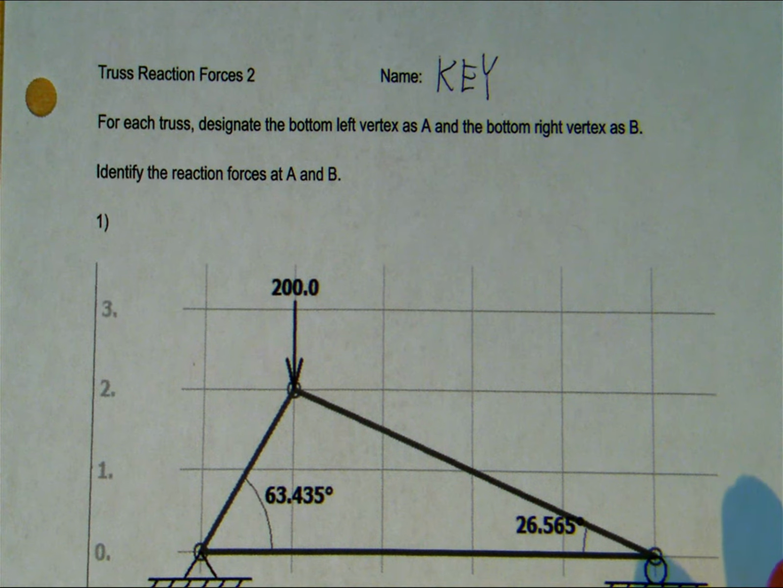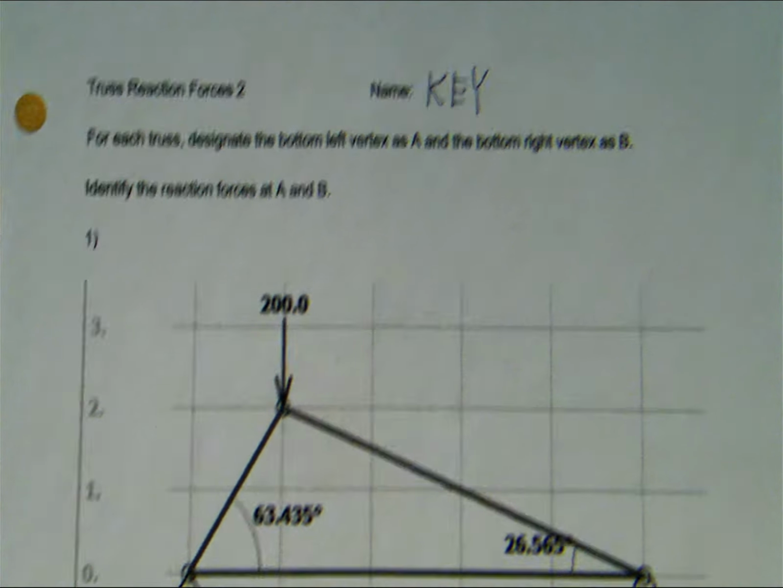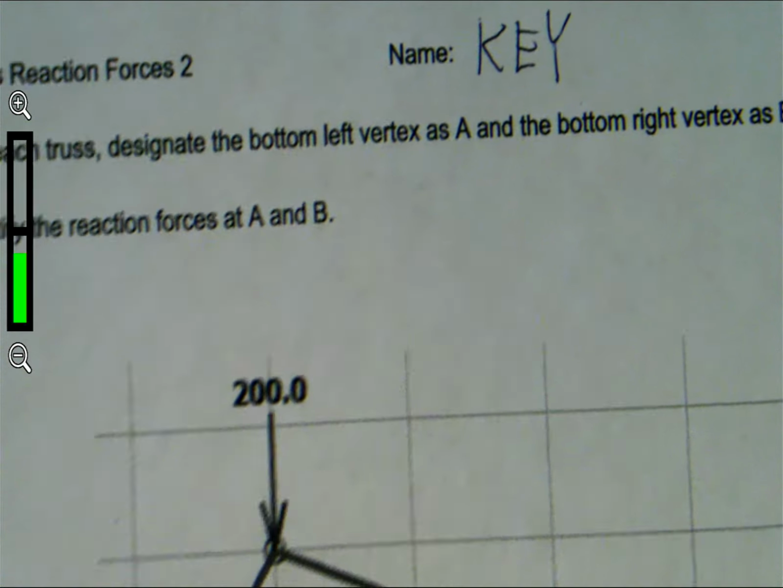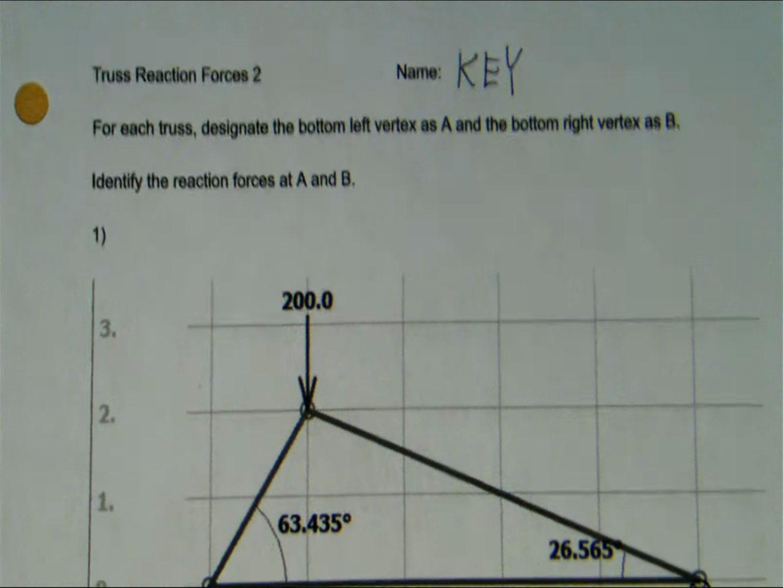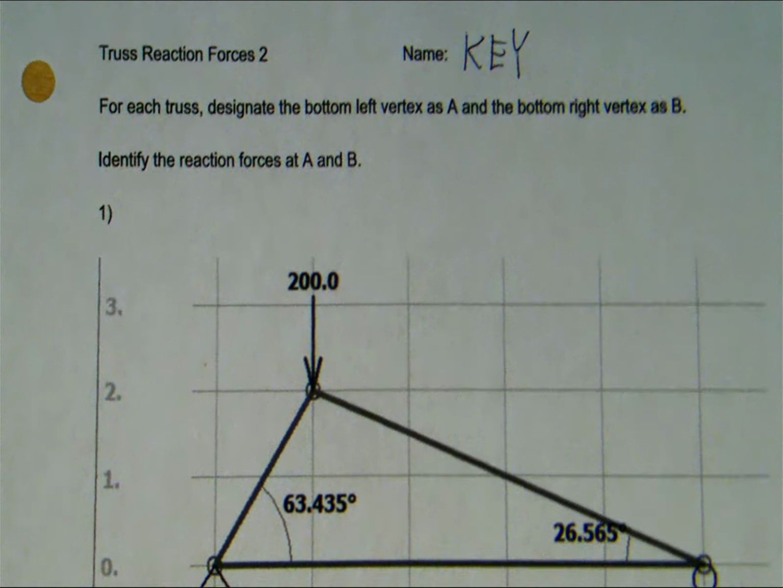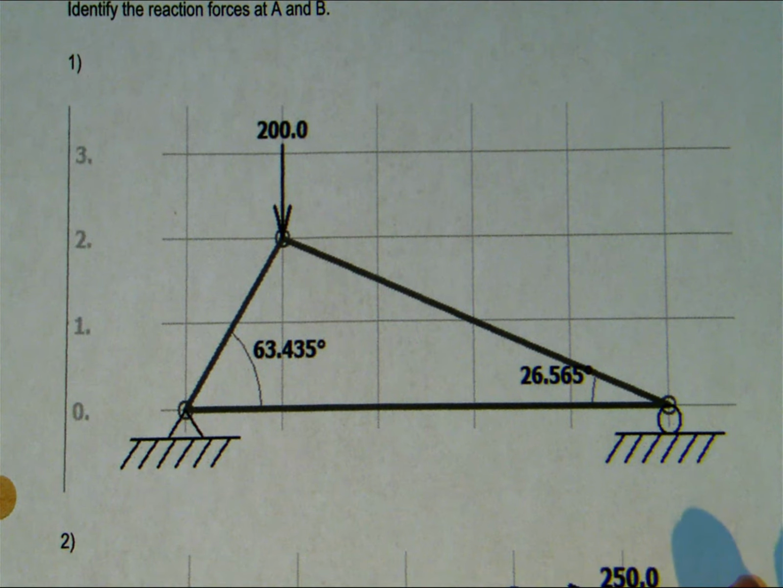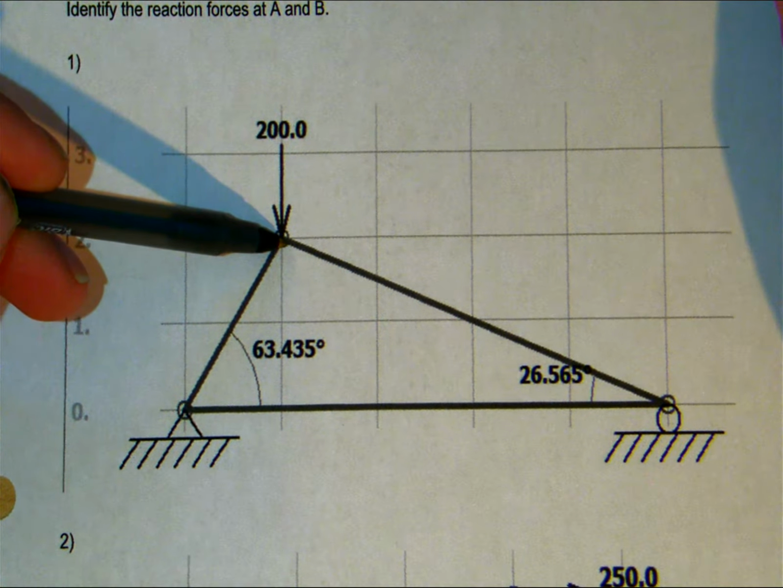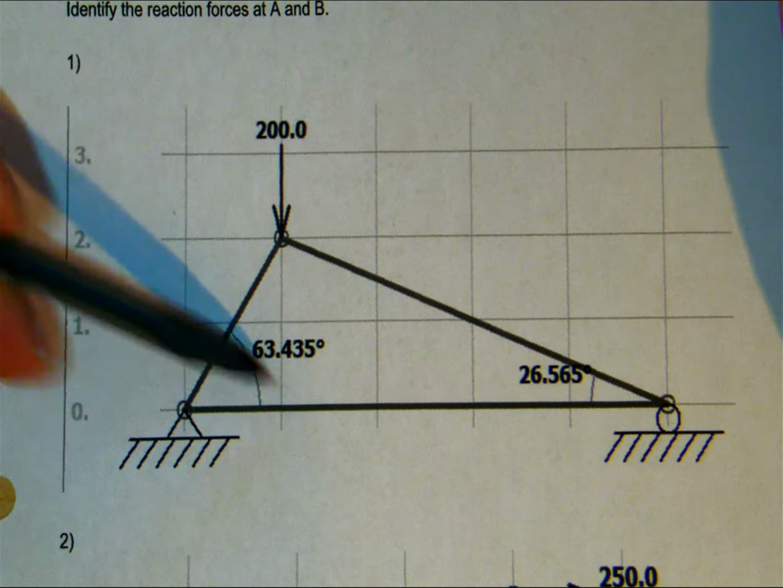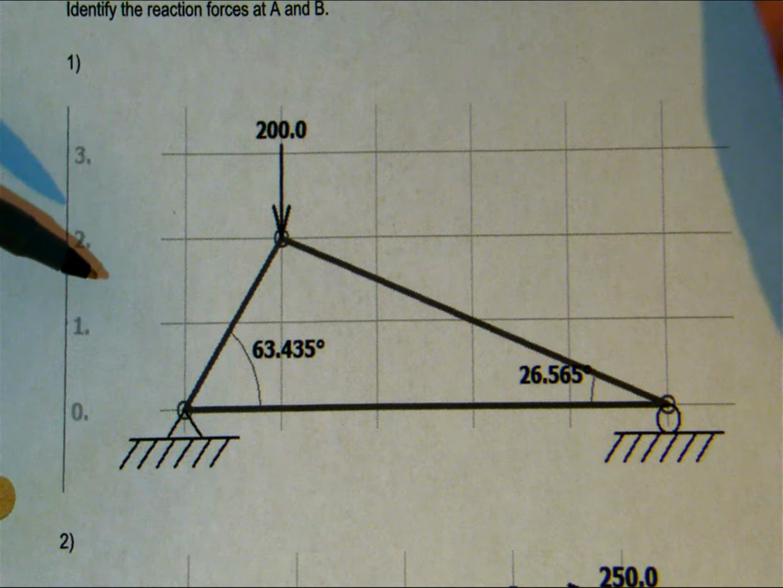This is Truss Reaction Forces 2 homework debriefing for aerospace engineering. You're only to calculate the reaction forces for these three trusses. Of course, I say only. I have a load of 200 newtons. We're going to use units of newtons and meters for forces and distance.